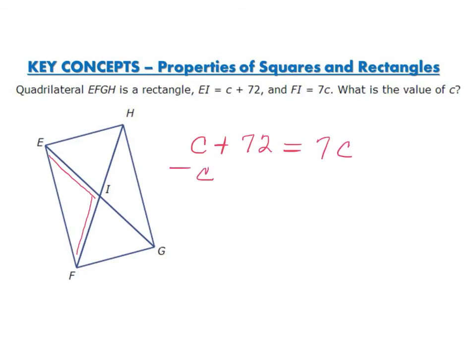So we subtract 1C from each side. That gives us 72 equals 6C.